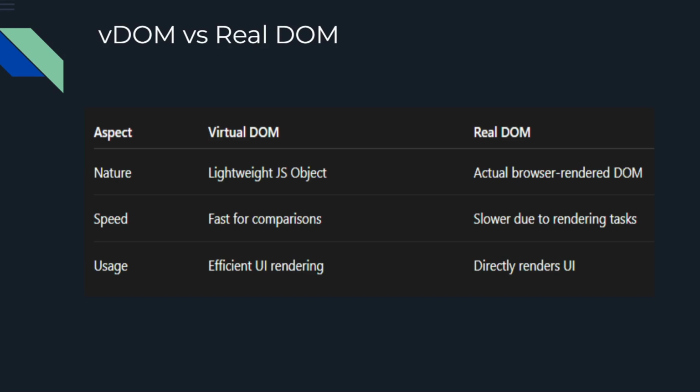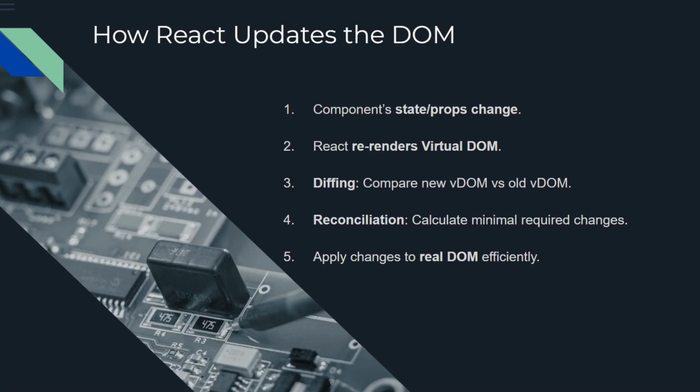So virtual DOM is fast for comparison, but the real DOM is slower due to re-rendering tasks. Now, usage: efficient UI rendering. The real DOM directly renders the UI, right? So this is some basic difference between virtual DOM and real DOM. Now, how does React update the DOM?